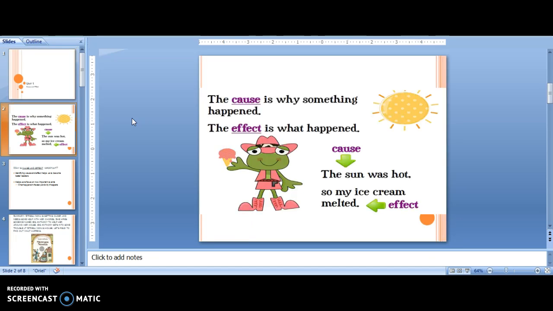To start off the slideshow, we have an anchor chart. The anchor chart says the cause is why something happened, the effect is what happened. So cause, the sun was hot. Effect, so my ice cream melted. Because the sun was hot, my ice cream melted.